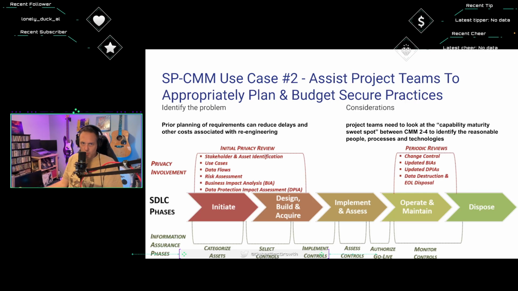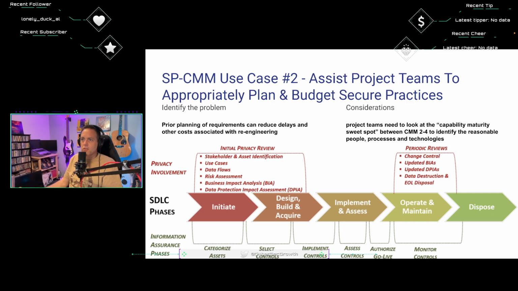Use case number 2, assist project teams to appropriately plan and budget secure practices. When you consider regulations such as GDPR, there is an expectation for systems, applications, and processes to identify and incorporate cybersecurity and privacy by default and by design. In order to determine what is appropriate and to evaluate it prior to go live, it necessitates expectations for control maturity to be defined.